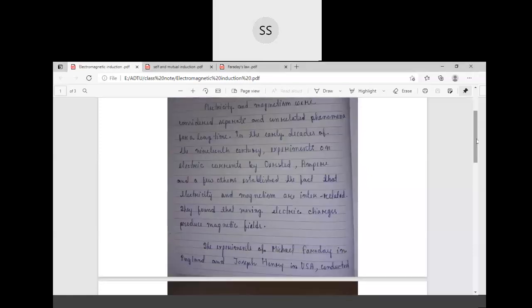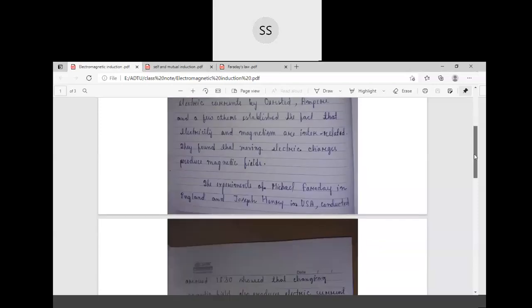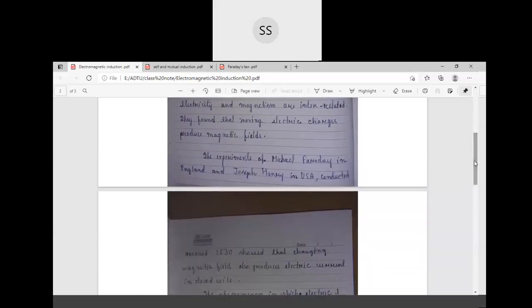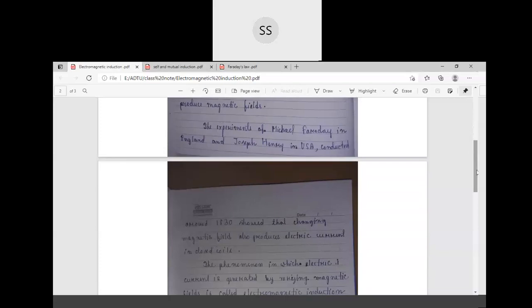The experiments of Michael Faraday in England and Joseph Henry in USA, conducted around 1830, showed that a changing magnetic field also produces electric current in a closed coil. So, moving charges produce magnetic field, and a moving magnetic field also produces electric current, vice versa.